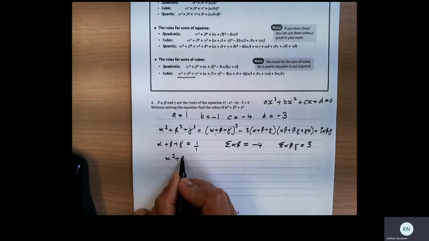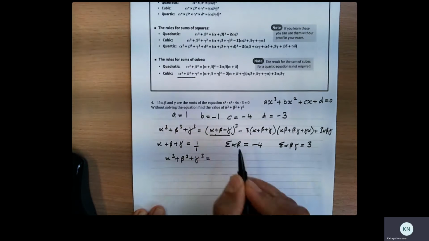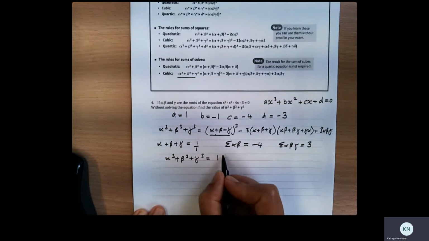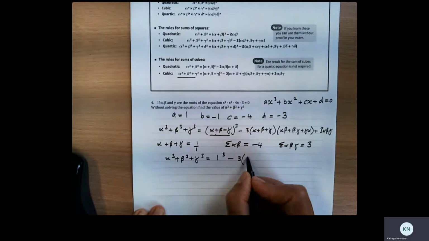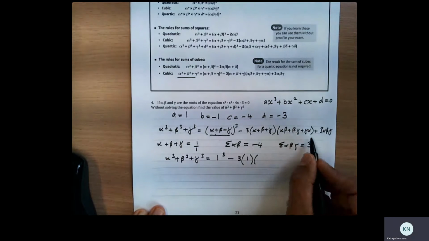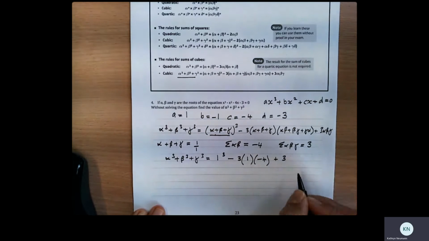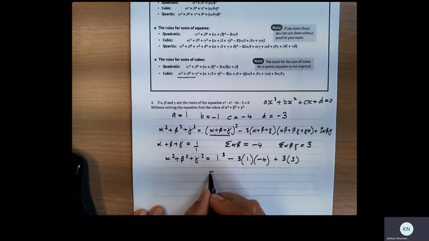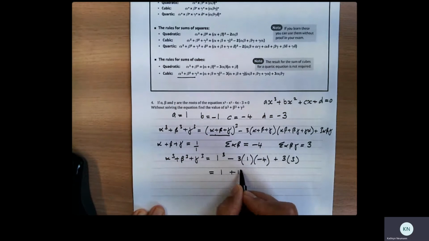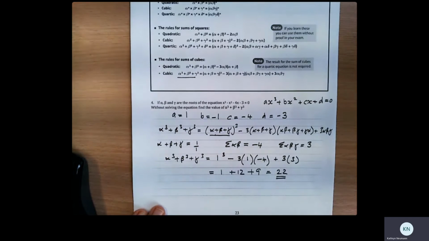We've got alpha cubed plus beta cubed plus gamma cubed, which we're trying to find the value of, is equal to the sum of the roots cubed. So the sum of the roots is 1, so that's 1 cubed, minus 3 times the sum of the roots, which is 1, the sum of the roots in pairs, which is minus 4, plus 3 times all 3 roots multiplied together. And when we work this out, we get 1 plus 12 plus 9, and that is equal to 22. So that is the answer that we're wanting here.